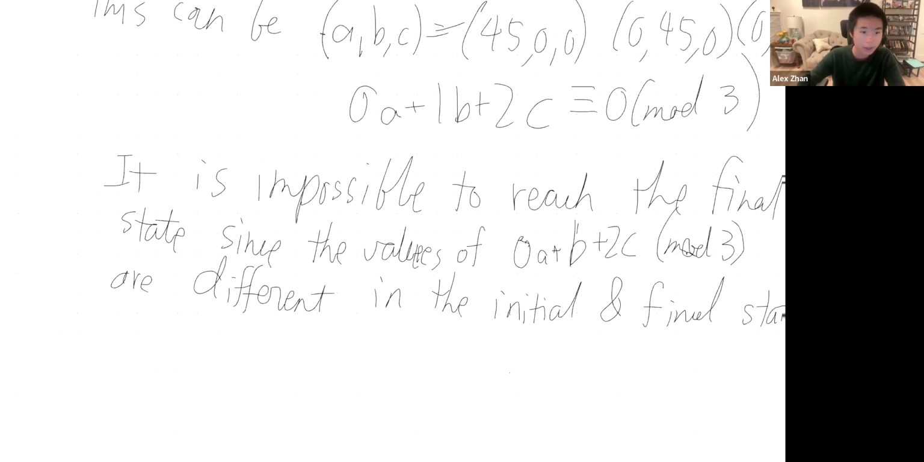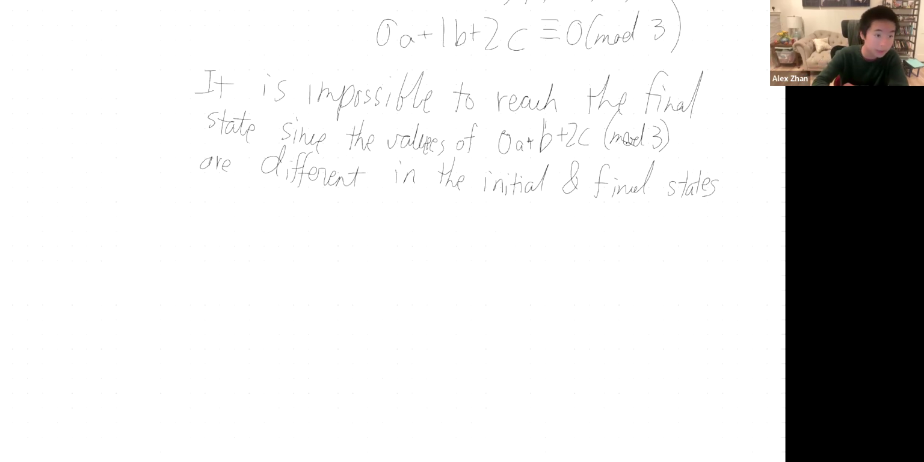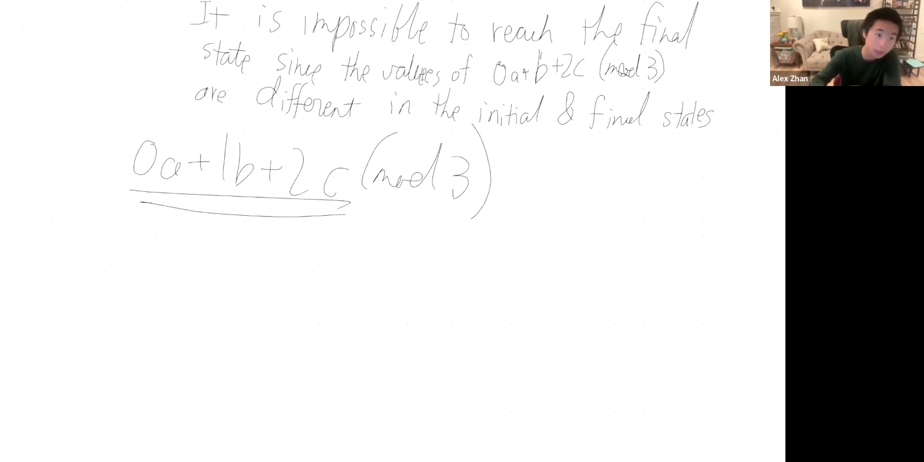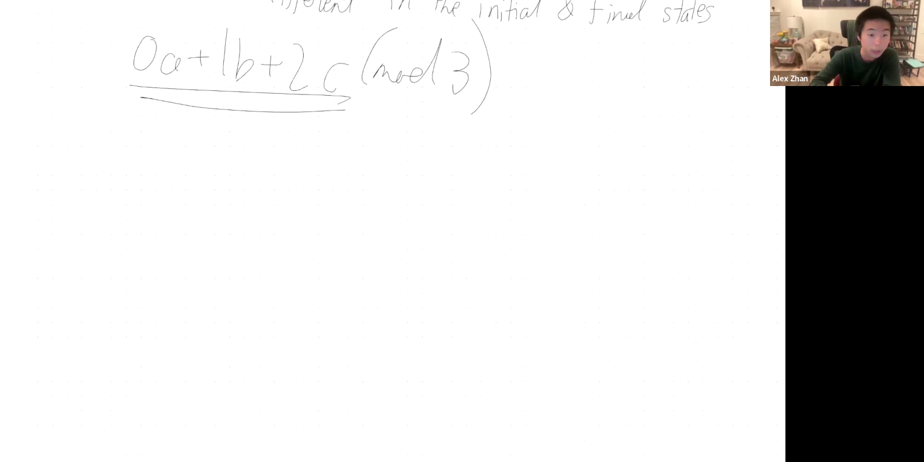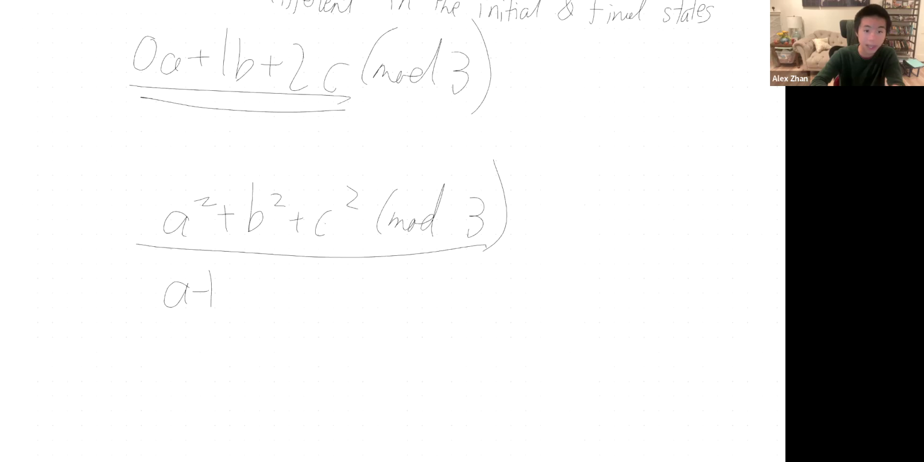The invariant we used in this question was 0a plus 1b plus 2c. But this invariant may sometimes be hard to think about because it is not symmetric. So I have another idea for an invariant, which is a squared plus b squared plus c squared mod 3. We will prove that this remains constant because any operation removes one animal of two species and adds 2 animals to the 3rd species: A minus 1, B minus 1, and C plus 2.